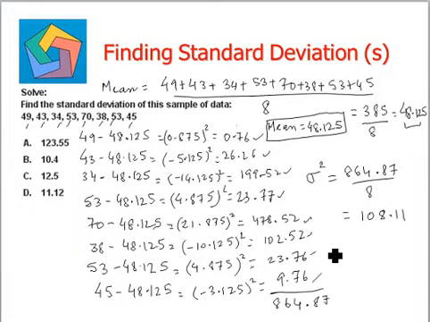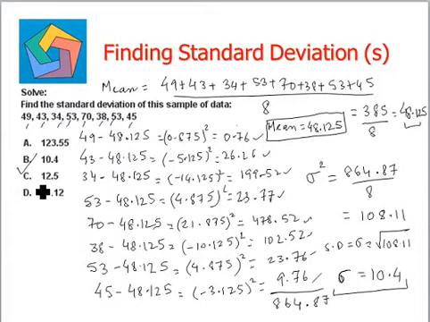Standard deviation is equal to sigma, equal to the square root of the variance, and this will give us the answer sigma as 10.4. This is our final answer for the standard deviation. It can be seen in option B. Let's move on to the next question.